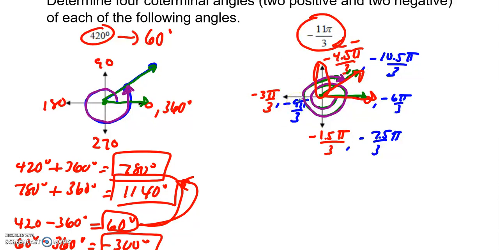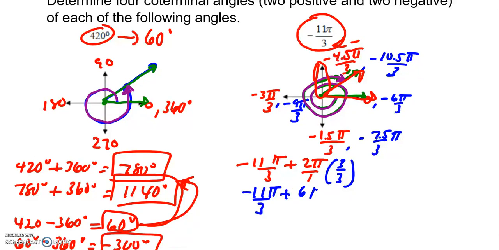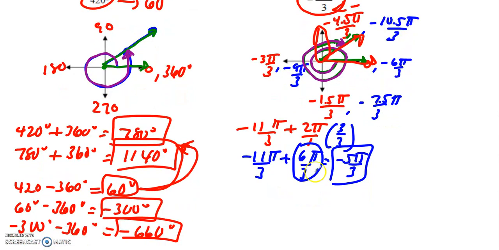Now, if I want to find my angles, if I take negative 11 pi over 3 and I add 2 pi to help find those 2 positive and 2 negative, this is really 2 pi over 1. I need a common denominator of 3. So I'm taking negative 11 pi over 3 plus 6 pi over 3, which would get me negative 5 pi over 3. So there's one of my negative answers. Notice, 2 pi is equivalent to 6 pi over 3, so I'm going to be using this. If we take where we landed, negative 5 pi over 3 plus 6 pi over 3, I get pi over 3.